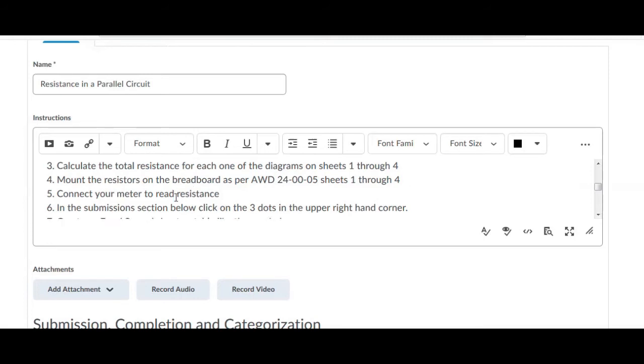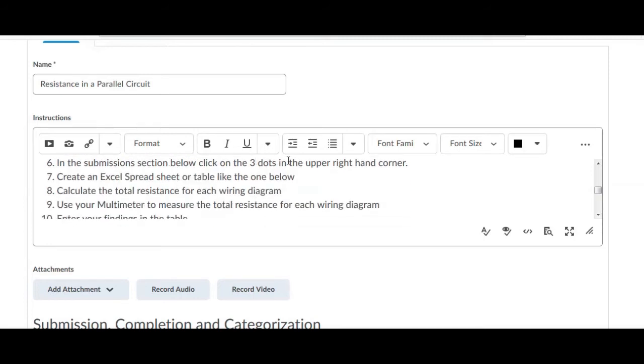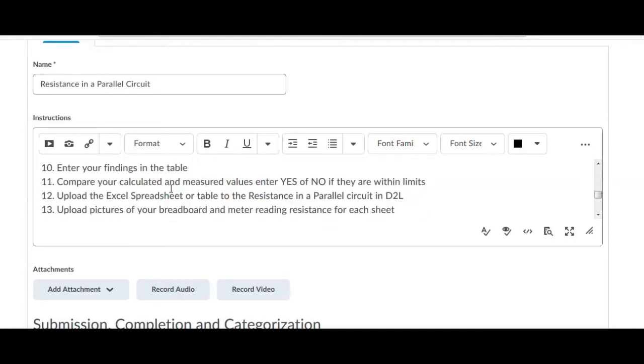And in the submissions box, click on the 3 dots in the upper right hand corner, create a spreadsheet, calculate the total resistance for each wiring diagram, use your multimeter to measure the resistance, and enter your findings in the table. Compare your calculated and your measured values, and then upload the spreadsheet and upload pictures. So let's go ahead and do that.